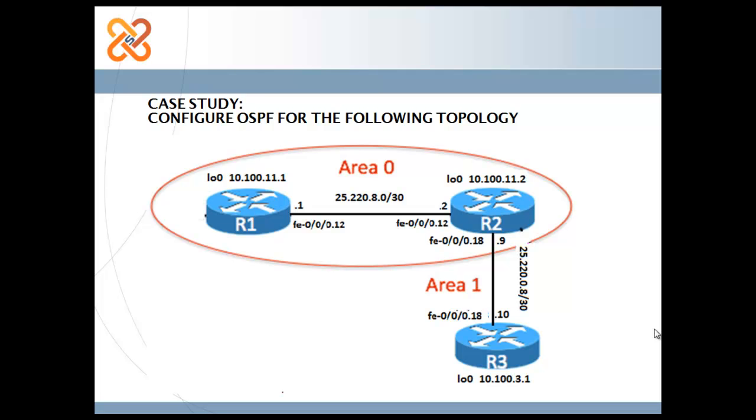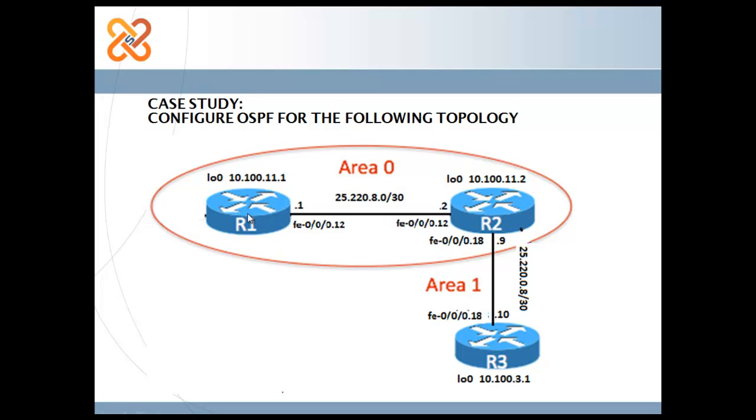In this case study we have three routers R1, R2 and R3. R1 and R2 are connected via 25.220.8.0/30 subnet, and R2 and R3 are connected via 25.220.0.8/30 subnet. R1 and R2 are configured under area 0 and R2 and R3 are configured under area 1. It means R2 is currently configured as an area border router.